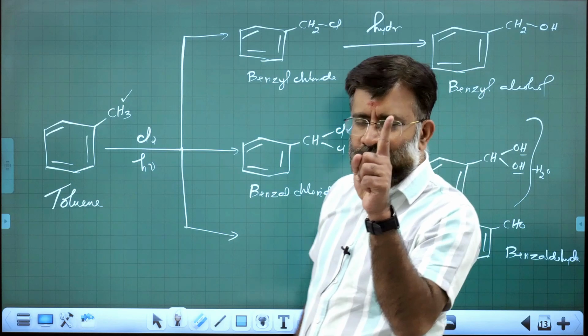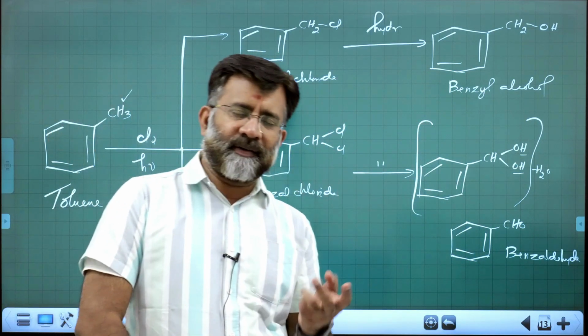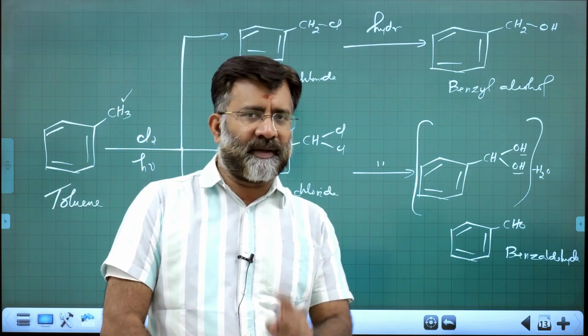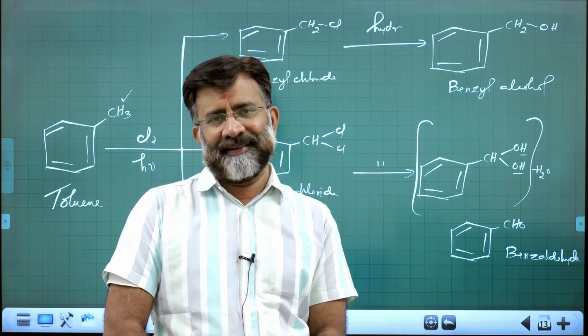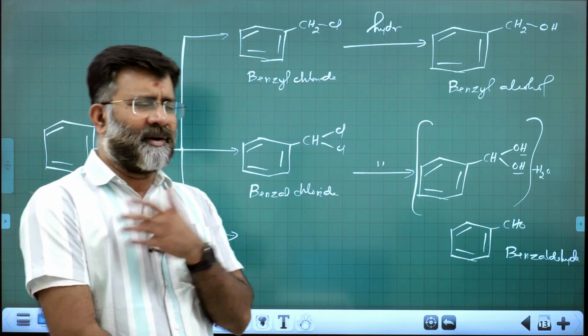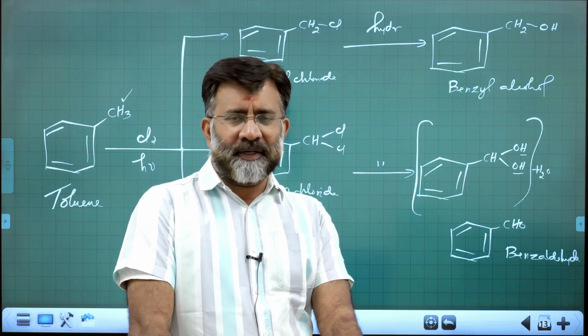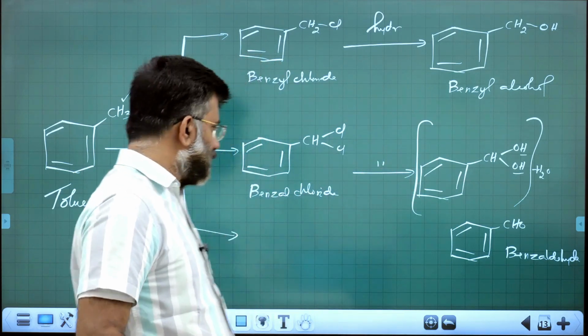So one substitution occurs, you get benzyl alcohol. Two hydrogens substituted by chlorine, you get benzaldehyde. What about if all three hydrogens are substituted by chlorine? No doubt all of you can easily know, it's very simple logic also. You get benzoic acid.